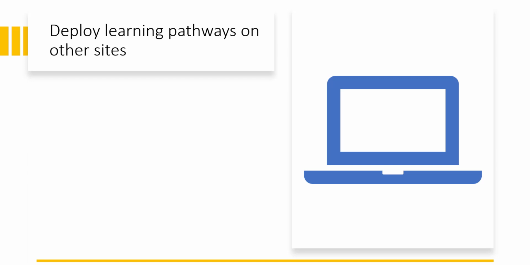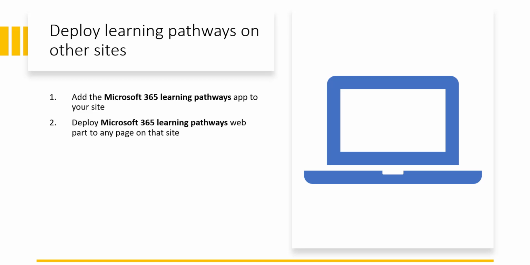Deploying Learning Pathways on other sites. You have a SharePoint communication site, great, but what if you want to have the same kind of assets on a different site? Well, you can add the Microsoft Learning Pathways app to a different site. It's an actual web part that you can deploy, but you need to add the app that exists, and then you can deploy the Learning Pathways web part. So it is a couple of step process over here.